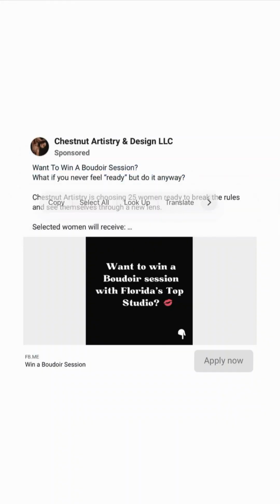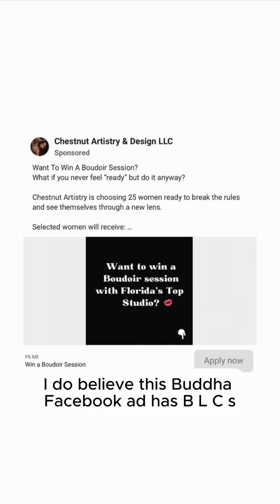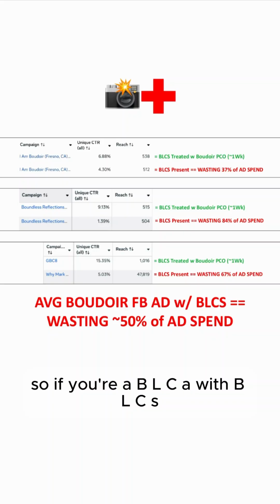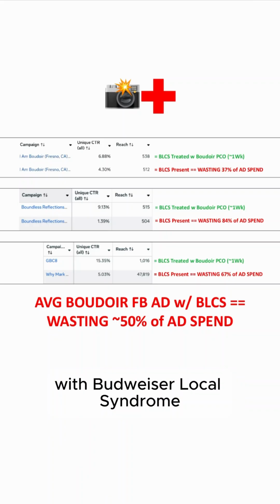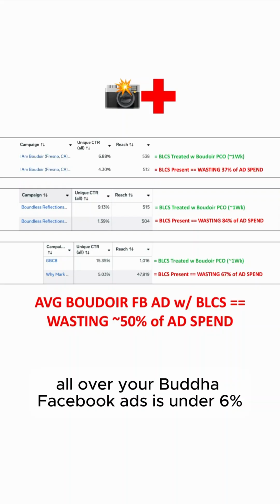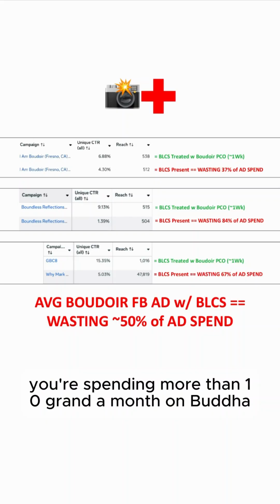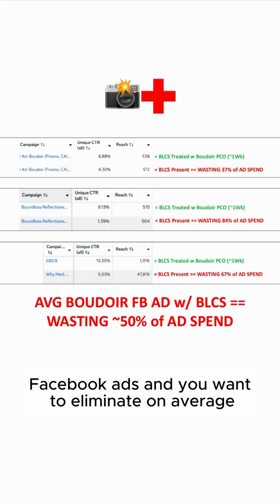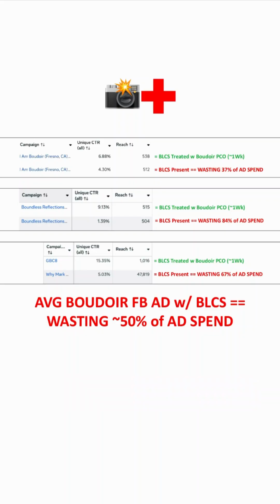So, after looking at all this, my diagnosis is yes, I do believe this Boudoir Facebook ad has BLCS, aka Boudoir low click syndrome. So, if you're a BLCA with BLCS, so if you're a Boudoir low click advertiser with Boudoir low click syndrome, your unique CTR of your Boudoir Facebook ads is under 6%, and you're spending more than 10 grand a month on Boudoir Facebook ads, and you want to eliminate on average 5K, get rid of that 5K wasted spend, put that back in your pocket, which would be approximately 60K over the next 12 months.